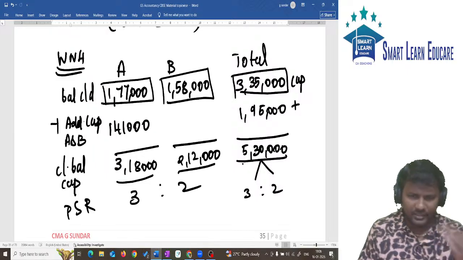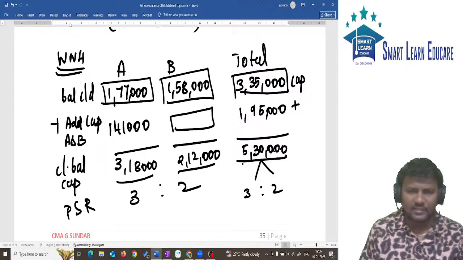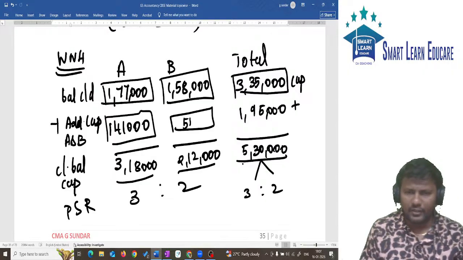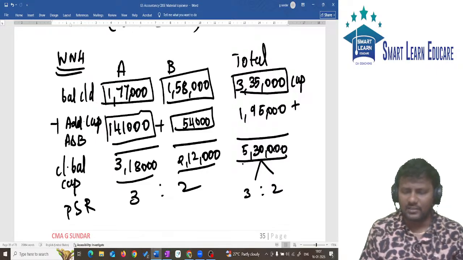How much capital does the new partner bring? Find this as a balancing figure. 2 lakh 12,000 closing balance, 1 lakh 58,000 opening, you will be getting 54,000. To cross check these two amounts, 141 plus 54 will give you 195.